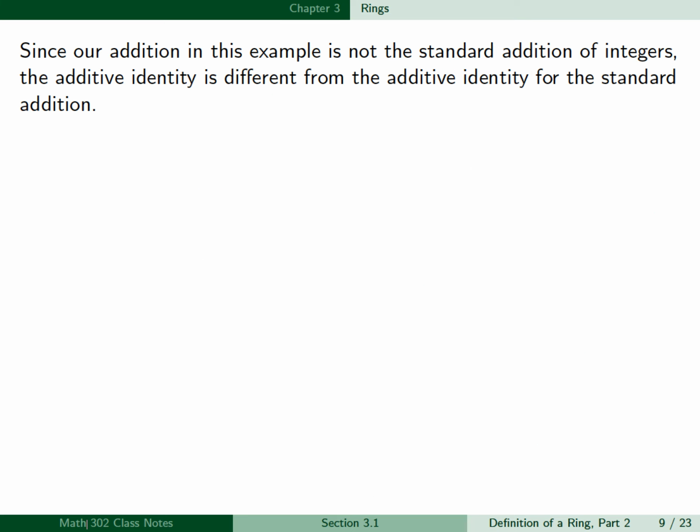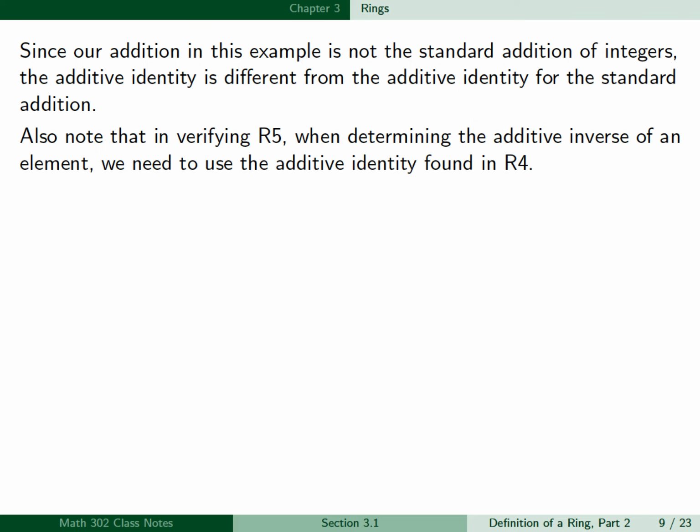Now, since our addition in this example is not the standard addition of integers, the additive identity is different from the additive identity for the standard addition. And also note that in verifying R5, when determining the additive inverse of an element, we need to use the additive identity found in R4. So R5 involves the additive identity 0 sub r, and so we need to use the specific additive identity that we prove works in R4. And we do not want to use the identity for the standard addition.